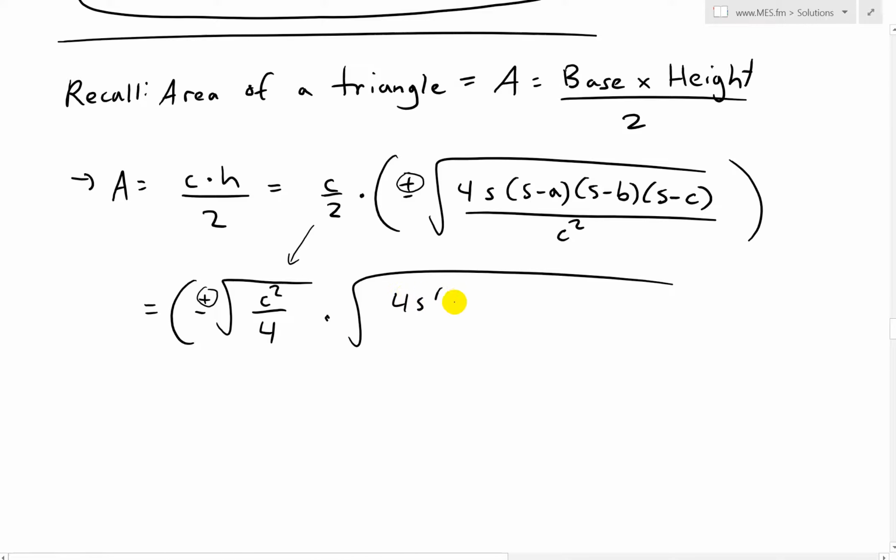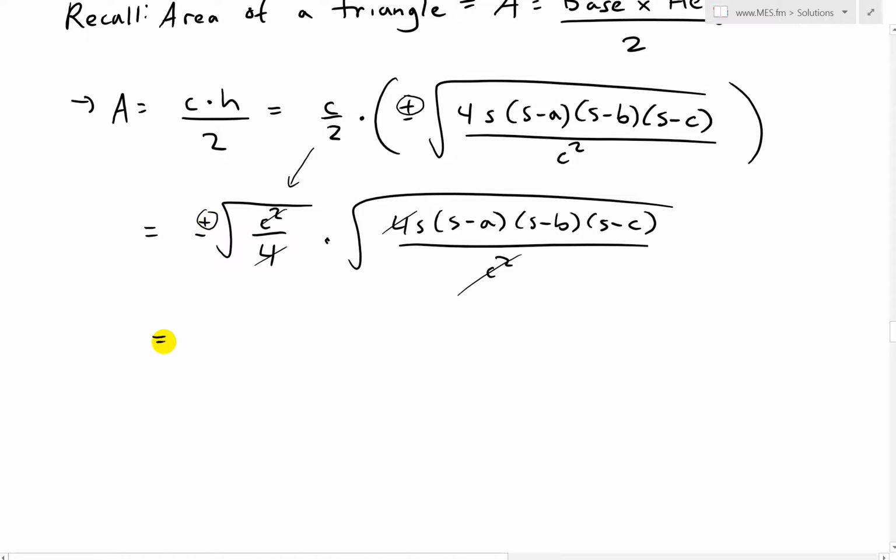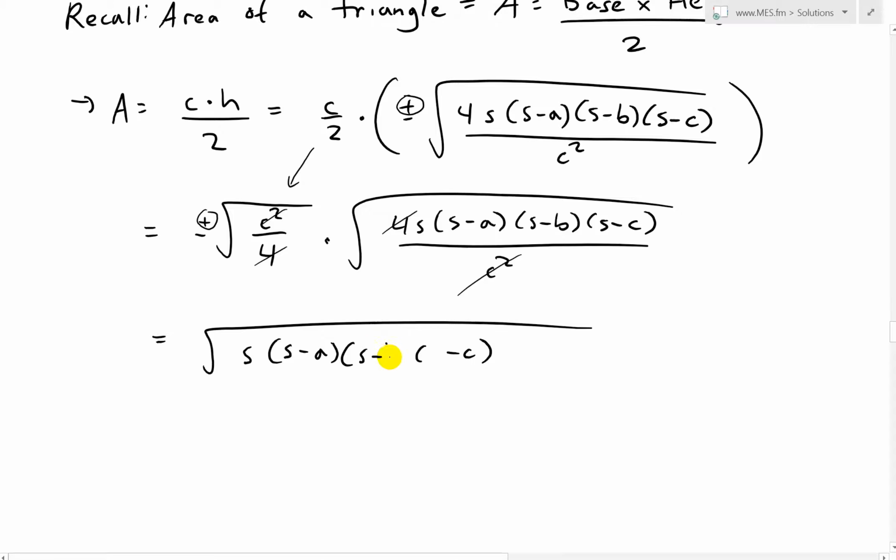Square root of 4s, s minus a, s minus b, s minus c. The reason we're doing this is because we can combine the two square roots, and we don't even need this bracket. So we can combine these together, all under the same square root power. What we can do is cancel the 4, and c squared cancels. And now we choose the positive. So this equals 2 plus, and this is absolutely amazing: the square root of s, s minus a, s minus b, s minus c. Yeah, so we have that like this.